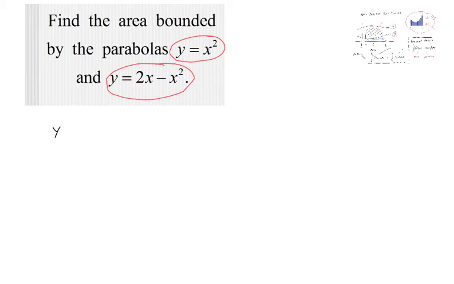So we have y equals x squared and y equals 2x minus x squared. So this one is set up where the y's are equal, so you could just set these two equations equal and find the points of intersection. So I'll just take a minute to do that. It should be pretty quick.